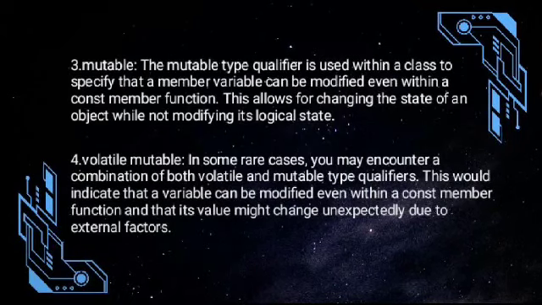Mutable. The mutable type qualifier is used within a class to specify that a member variable can be modified even within a const member function. This allows for changing the state of an object while not modifying its logical state. Volatile mutable. In some rare cases, you may encounter a combination of both volatile and mutable type qualifiers. This would indicate that a variable can be modified even within a const member function and that its value might change unexpectedly due to external factors.